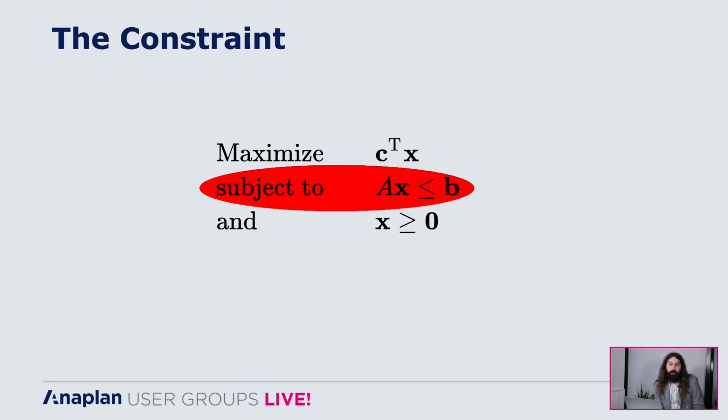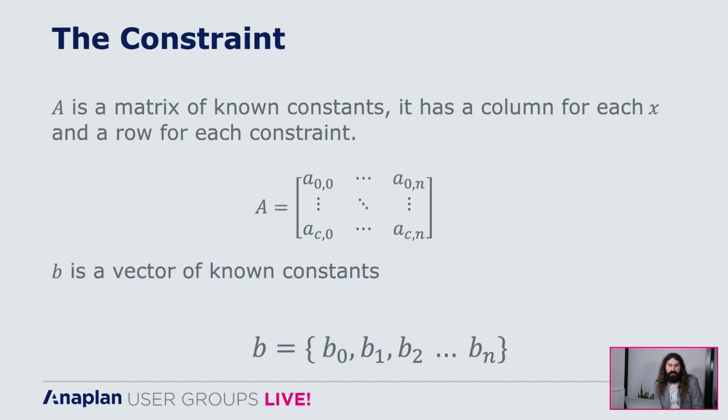The next important piece in linear programming is the constraint. Now, again, in our simple canonical formulation, the constraint is a single equation, Ax less than or equal to b. Again, the sense or the sign of the inequality doesn't really matter because you can flip that with a multiplication by -1. But the interesting part is this Ax, because it's a capital A, and that means it's a matrix.